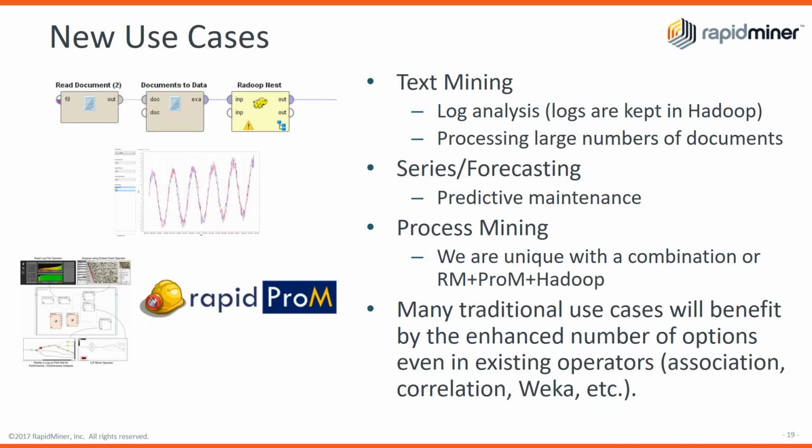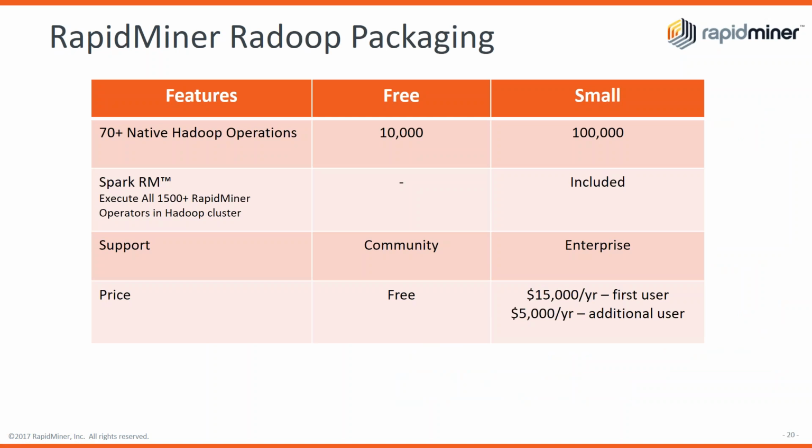This is working, as I said, with all the RapidMiner operators, including extensions. One of the use cases that we see as very interesting would be text mining, but also series forecasting, and process mining, which is one of the extensions that we have. I mean, there are many of those, right? Regarding the packaging, Spark RM is for the enterprise licensing.